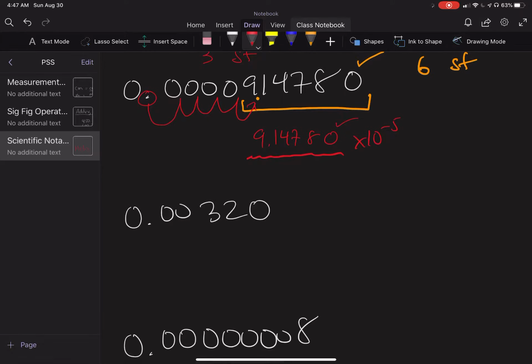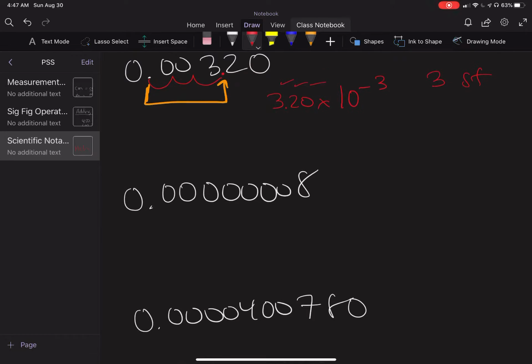Next example, 0.00320. So here's our decimal. We need to move it right here. We're going to have to go 1, 2, 3 hops to the right. So that's 10 to the negative 3. And then once the decimal is in the spot, we're going to have a 3.20. So 3.20 times 10 to the negative 3. The 0.00320 had 3 sig figs, and 3.20 has 3 sig figs, so we're good.